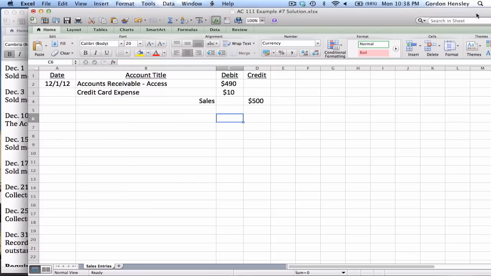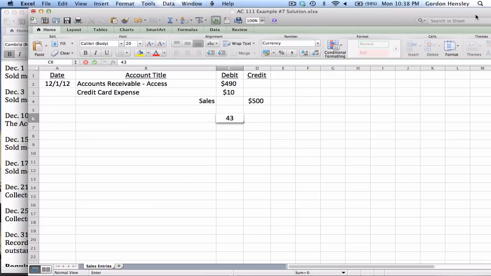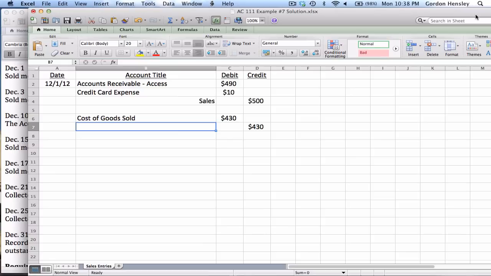Now it also told me in that same transaction, since that was a sale, that the merchandise had cost $430. Remember, whenever there's a sale, you actually have to do two journal entries, one for the retail price and one for the cost. We know exactly what to do because we did that in a previous video with sales. For the cost, we debit cost of goods sold and credit merchandise inventory. So that takes care of the December 1st transaction.